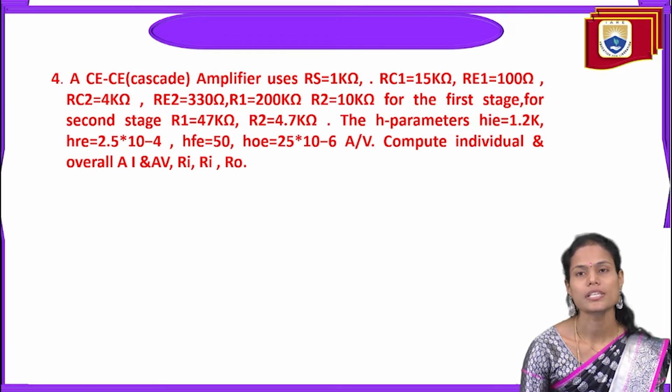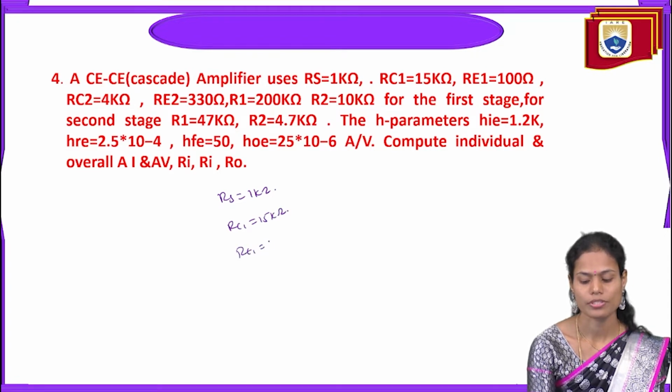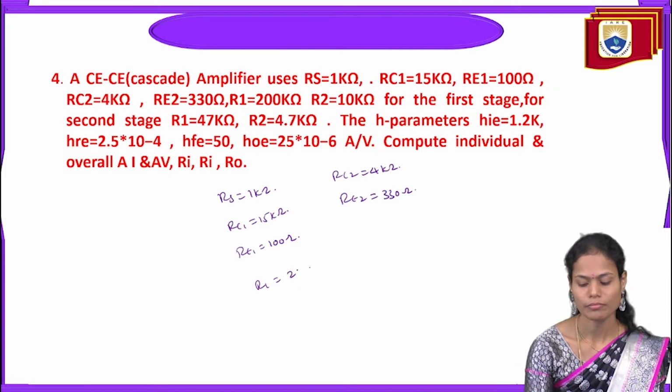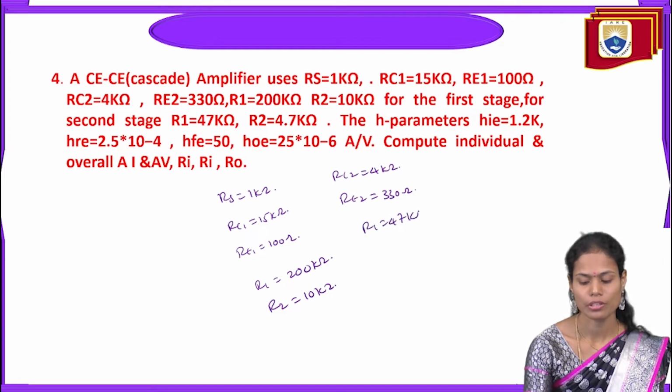Next one is, a CE amplifier uses the source resistance as 1 kilo ohm. The collector resistance of the first stage is 15 kilo ohms and the emitter resistance of the first stage is 100 ohms, and the collector resistance of the second stage is 4 kilo ohms and the emitter resistance of the second stage is 330 ohms, and the R1 value is 200 kilo ohms and the R2 value is 10 kilo ohms for the first stage. For the second stage, R1 value is 47 kilo ohms, R2 value is 4.7 kilo ohms.